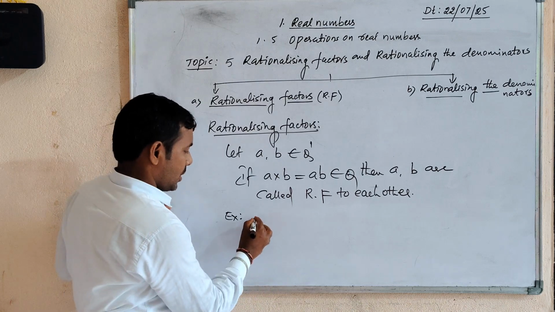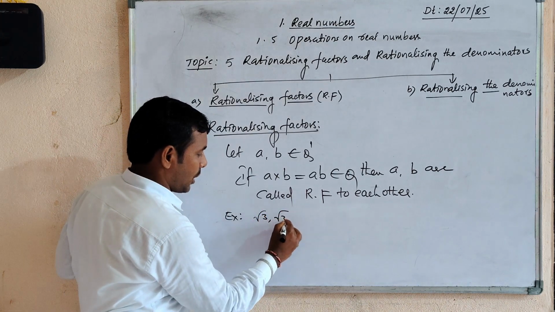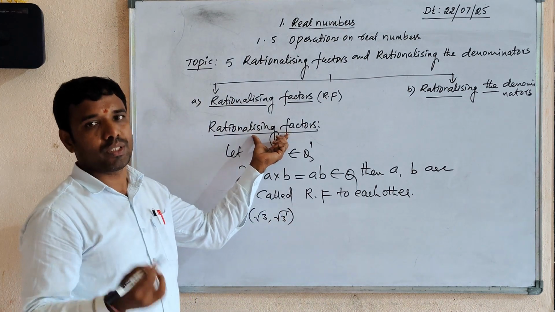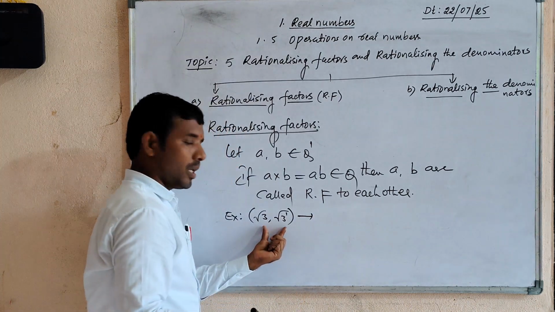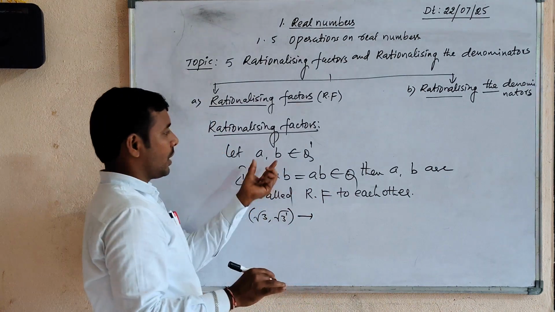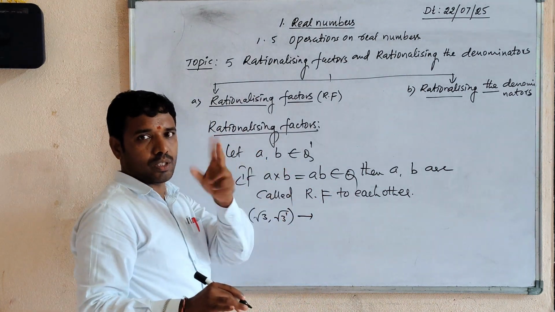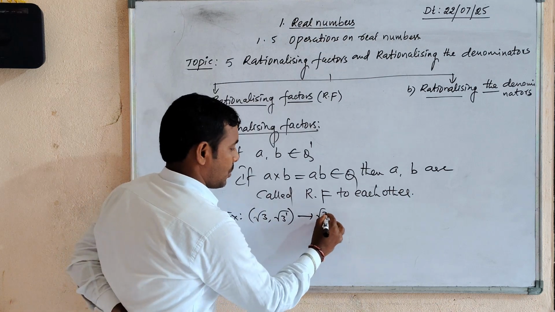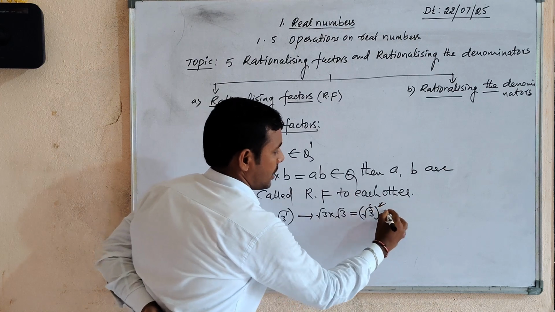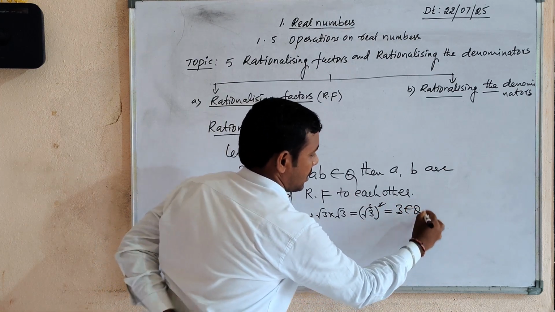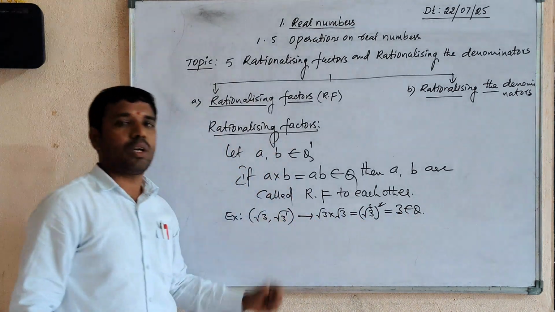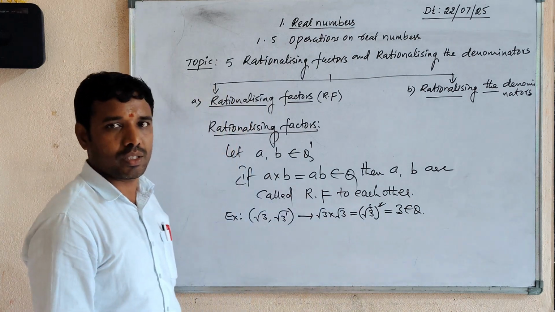See a few more examples: square root of 3, square root of 3 power 1. This is also one of the best examples of RF. The reason: they are irrational numbers, and their product should be rational. Then only can we call A and B rationalizing factors to each other. Root 3 into root 3 is square root 3 whole square. The square root cancels, 3 is the answer, which is rational. So their product is rational, and that is the main reason these two are rationalizing factors to each other.